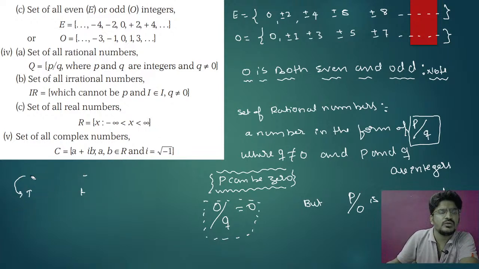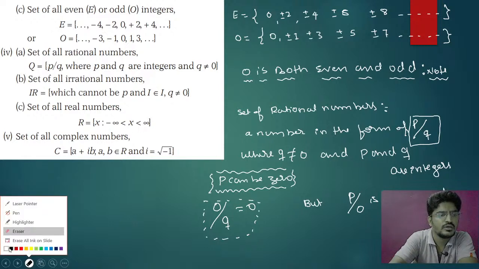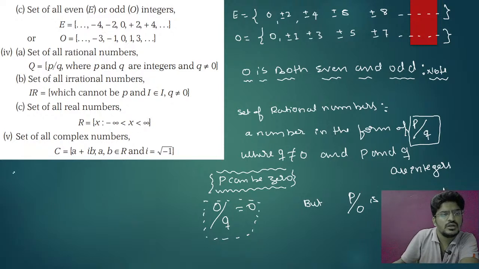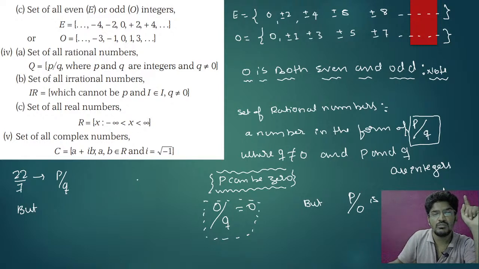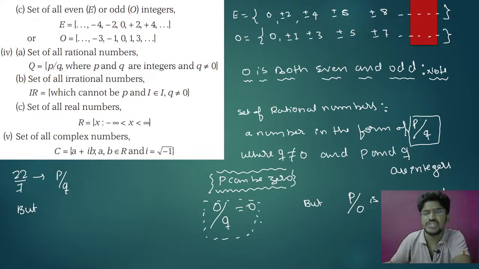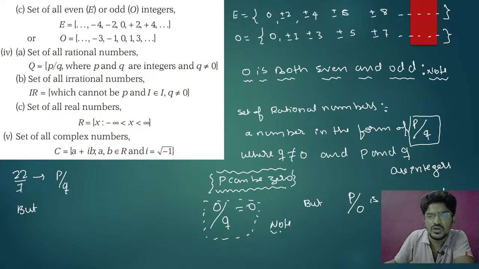Everyone knows that pi is 22 by 7. So it is also in the form of p by q. But what is the meaning of p by q? The decimals must end. Okay, so see here the note.